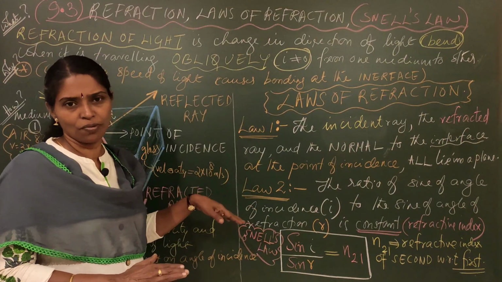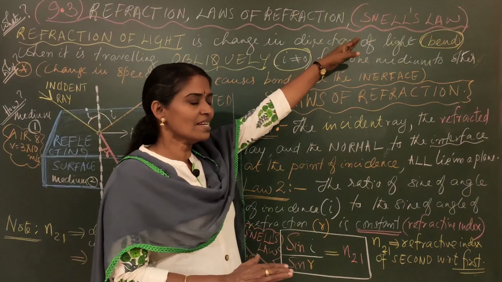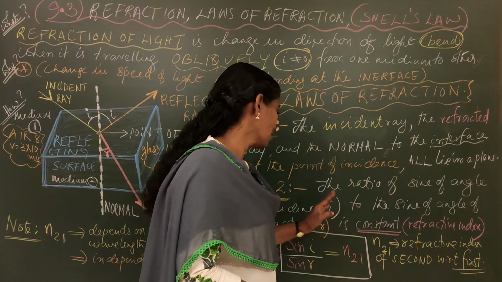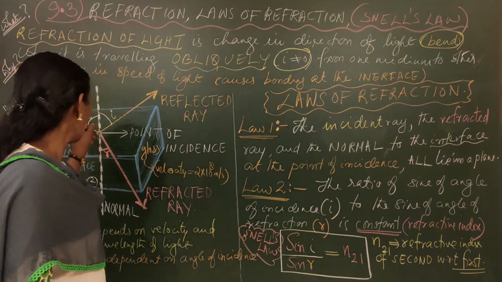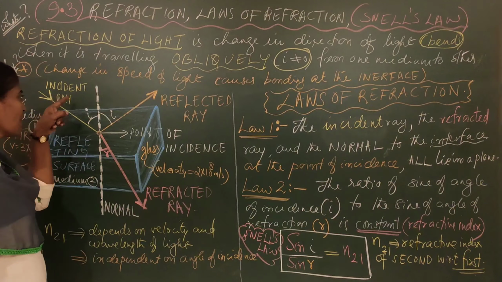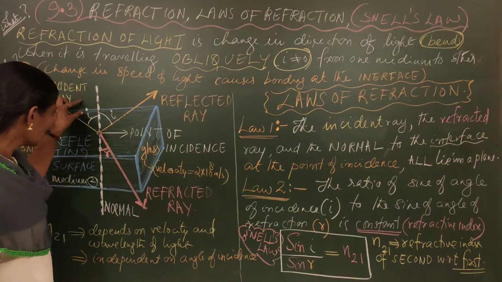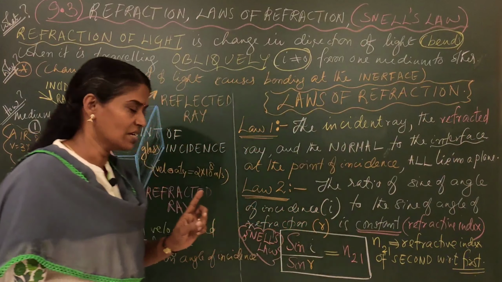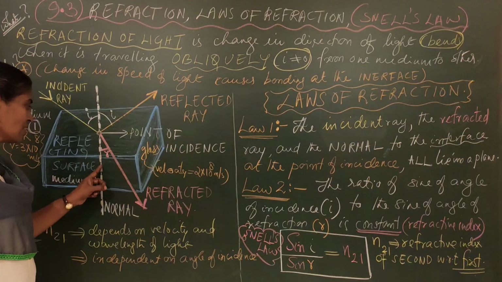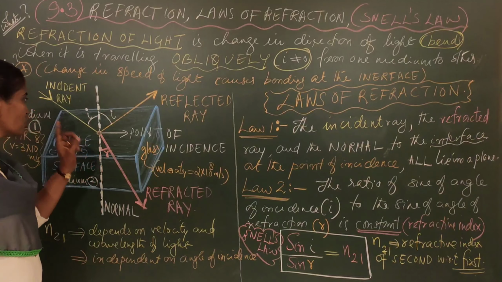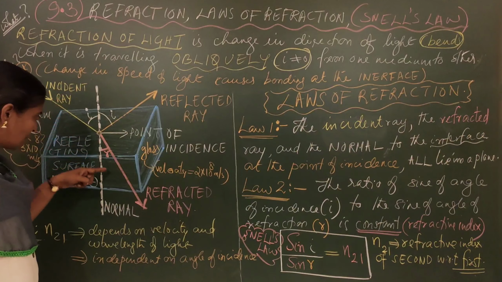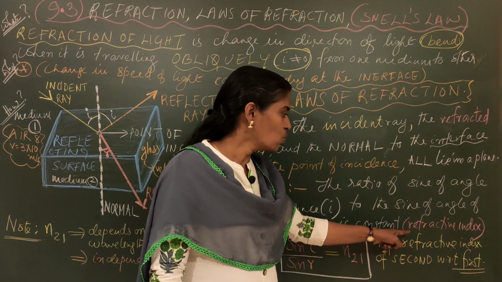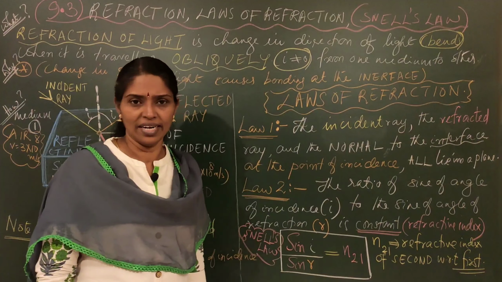Now, the second law. This is a familiar one. The second law is the most important law of refraction, known as Snell's law. It says the ratio of the sine of angle of incidence I, the angle between the incident ray and the normal, to the sine of angle of refraction, between the refracted ray and the normal, this angle is R. So sine I by sine R is always a constant, known as refractive index.